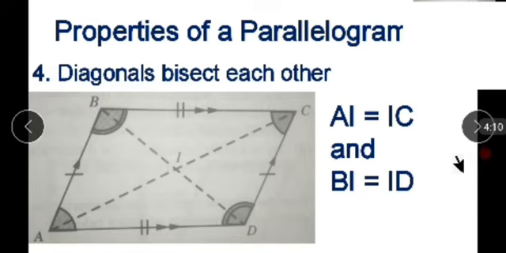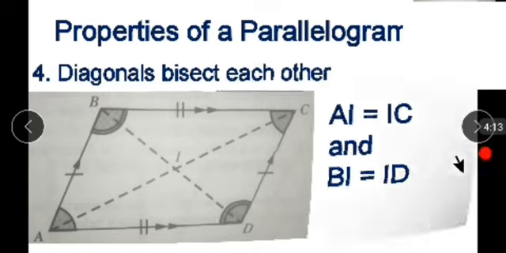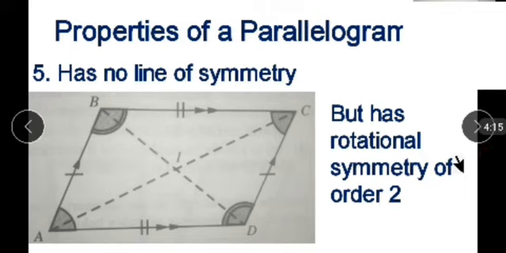The fifth property of a parallelogram is that a parallelogram has no line of symmetry. That means that if you fold a parallelogram on top of itself, it is not going to match. Unlike when you fold a rectangle or a square. So it has no line of symmetry, but it has rotational symmetry of order 2. That is, if we rotate this shape clockwise twice, we are going to get the same shape. And those are the five properties of a parallelogram.